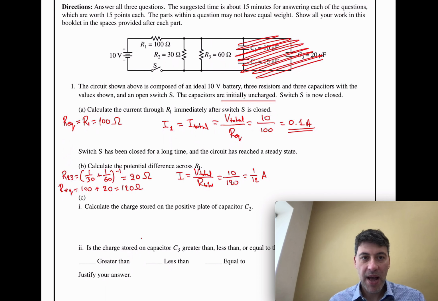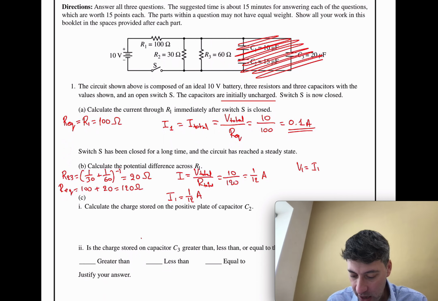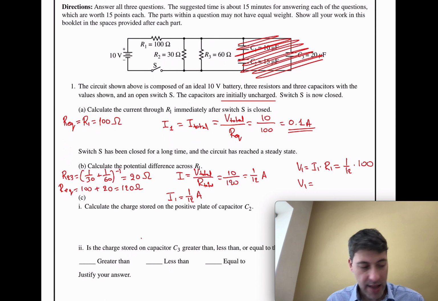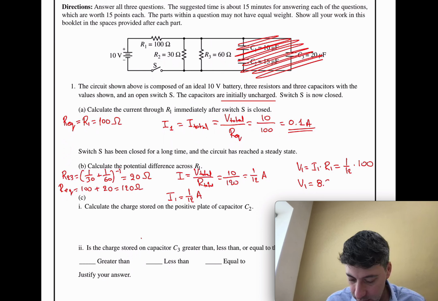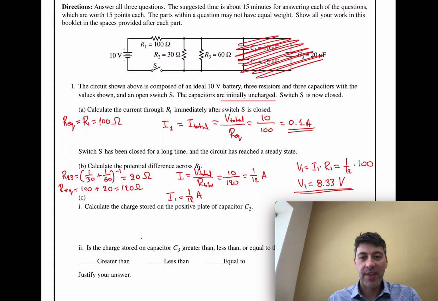However, because the battery and the first resistor are directly connected, this is actually the first current, the current through R1, so 1 over 12 ampere. And from this we can find the voltage 1. V1 is equal to I1 times R1. This is 1 over 12 times 100. So 100 over 12, this will be around 8.33. 8.33 volts, which is our answer for part B.